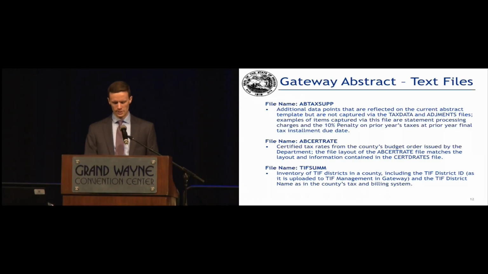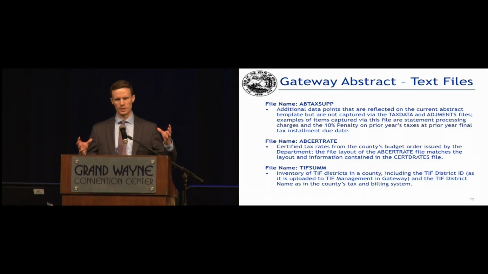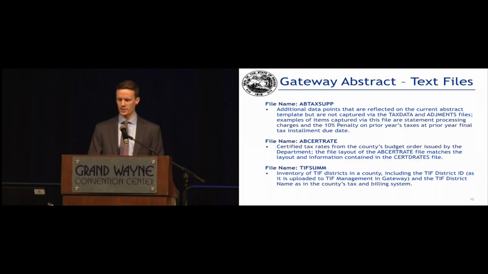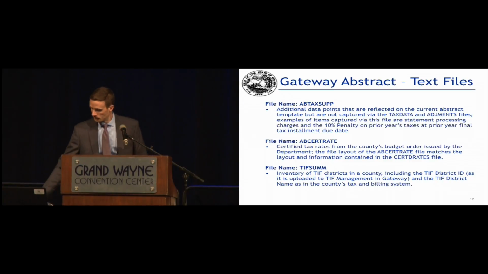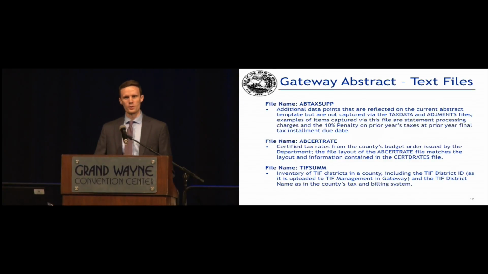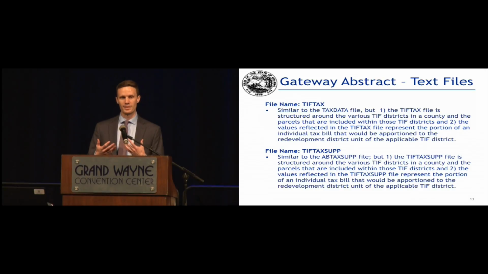We have a TIF summary file, which is used to tell us which TIF districts are in place in the county. TIF tax file, which is one of the most crucial. This one is the intersection of individual TIF districts or the allocation areas and the individual tax bills. And finally, the TIF tax supplemental file, which works like the abstract tax supplemental file, providing some additional data.